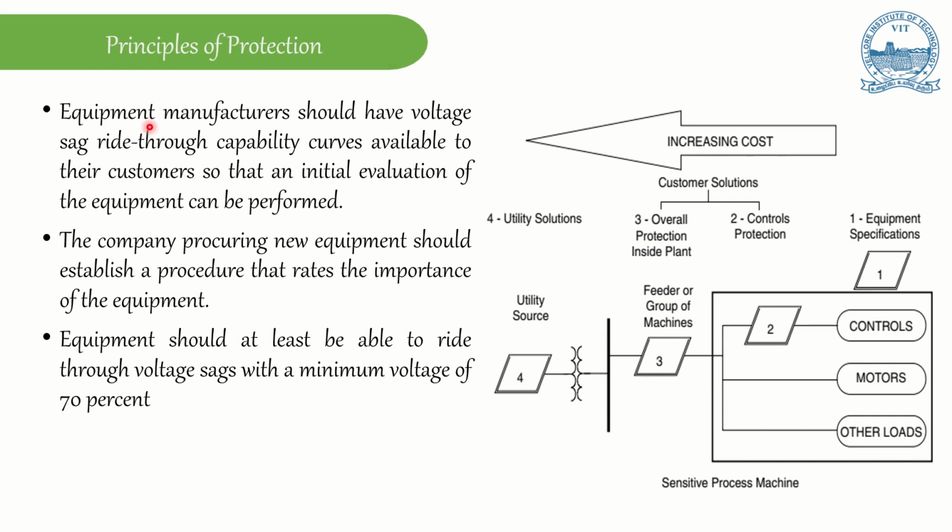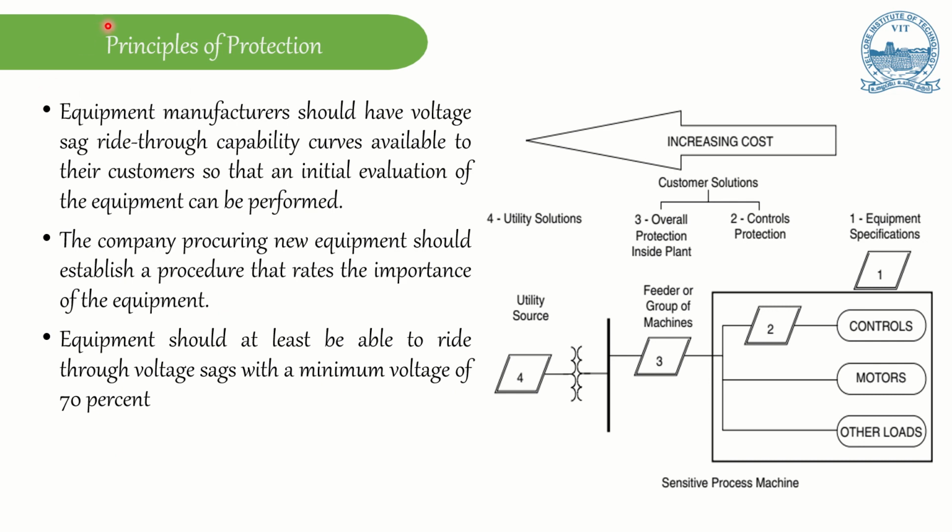So in this one, the equipment manufacturers should have specified the voltage sag ride-through capability curves available to their customers, so that an initial evaluation of the equipment can be performed by the customers. Based on this evaluation, they can quantify, under this particular voltage, what is the performance and what is the corresponding loss or gain. Like that they can prepare an analysis chart. And the company procuring new equipment should establish a procedure that rates the importance of the equipment, right? And the equipment should at least be able to ride through the voltage sags with a minimum of 70 percent of the rated voltage.